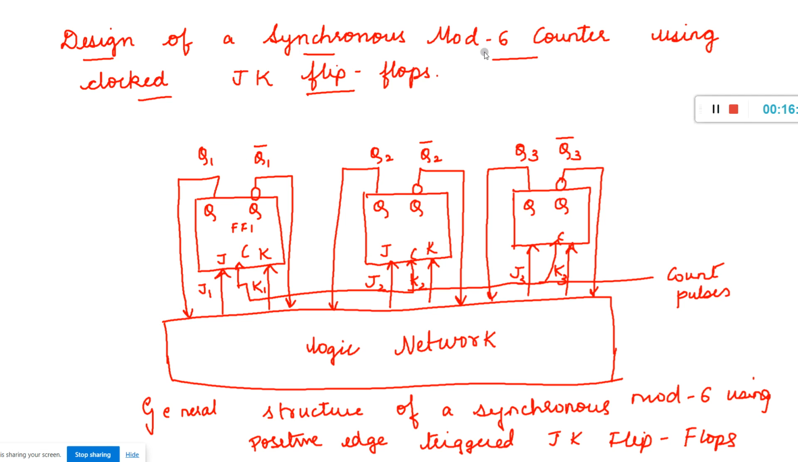Okay, so a mod 6 counter means it will count 6 different states. This is a general structure of a synchronous mod 6 counter using positive edge triggered JK flip flops. Okay, so you can see here this is the first flip flop, this is the second flip flop, this is the third flip flop.